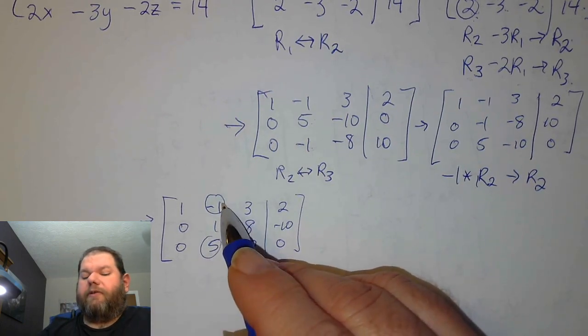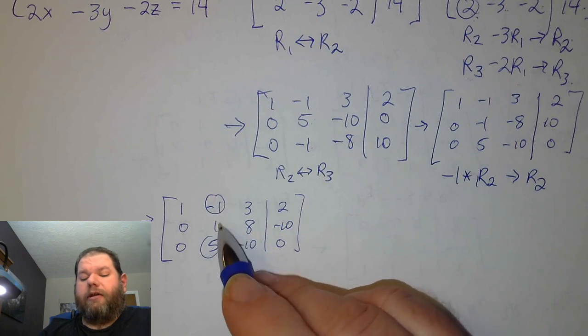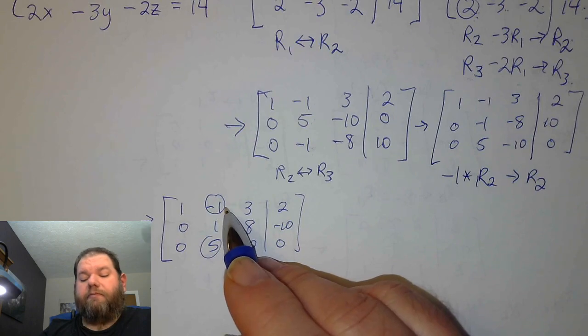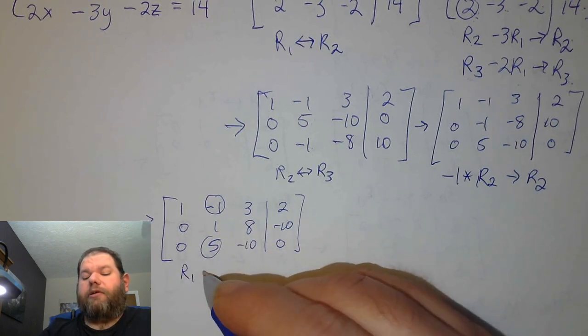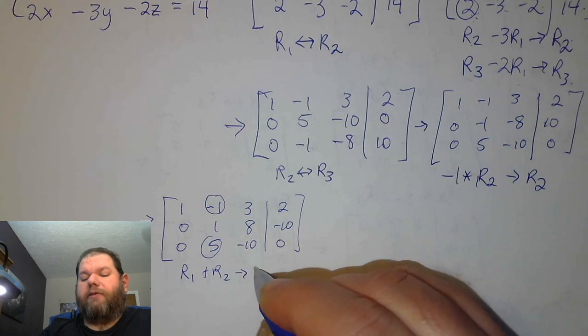Alright, we want to make this into a 0, and we have a 1 here and a negative 1 here, so if we just add those two together, we should be able to make that a 0. So we're going to take row 1 and add row 2 to that, and replace row 1.